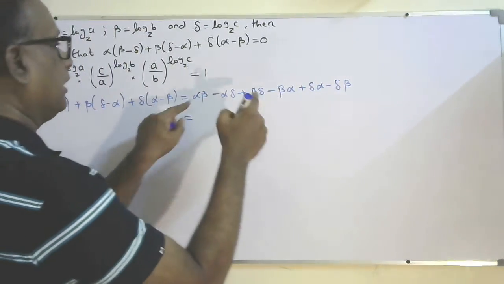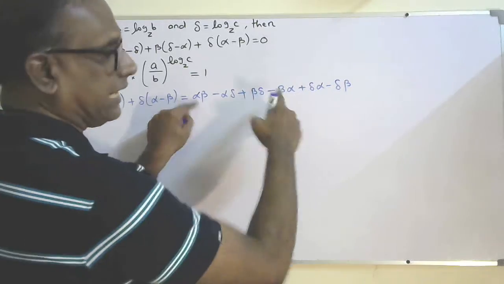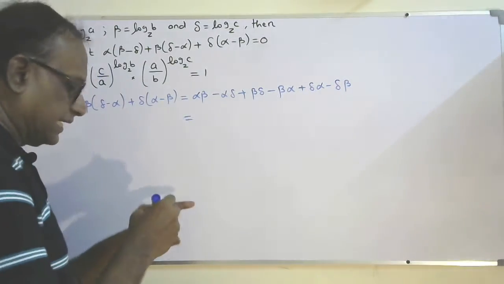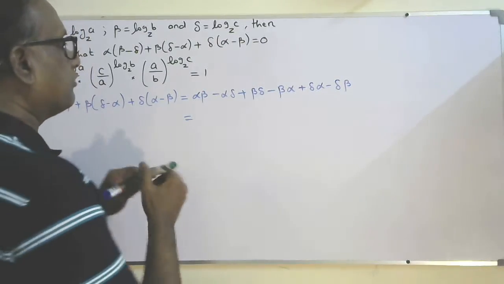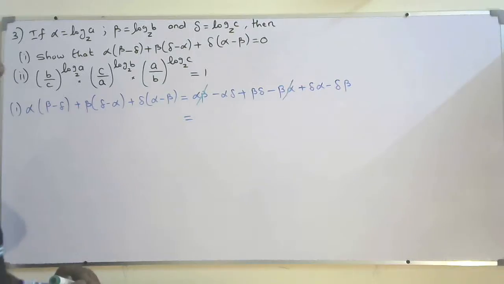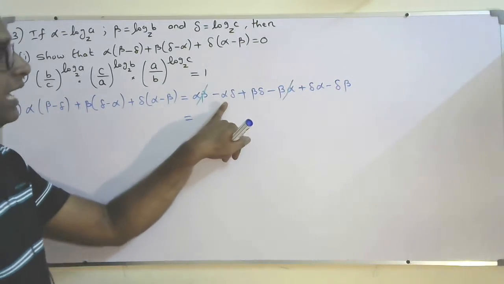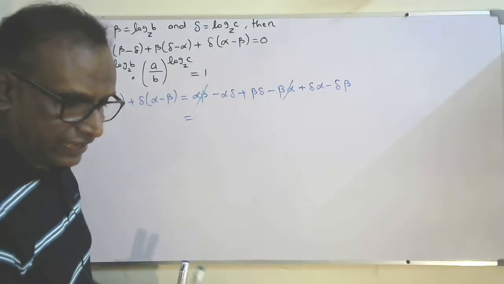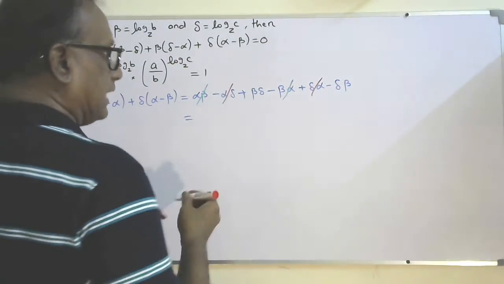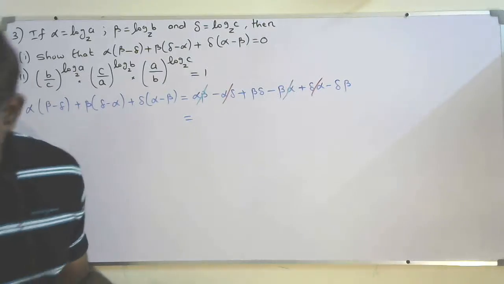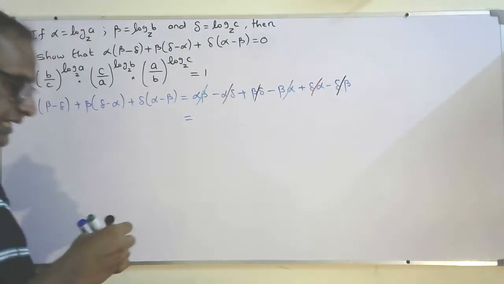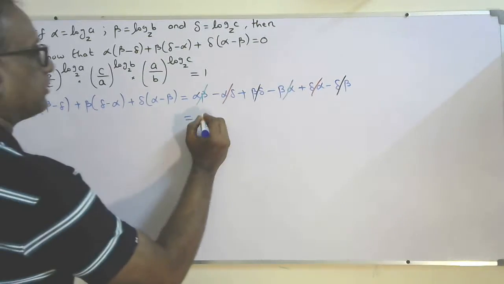Alpha beta, you can see that beta alpha, AB is the same as BA. So alpha beta and beta alpha will get cancelled. They'll cancel each other. Same way, alpha delta and delta alpha will get cancelled. Beta delta and delta beta also will get cancelled. So they all are going to get cancelled, and finally it will be equal to 0.